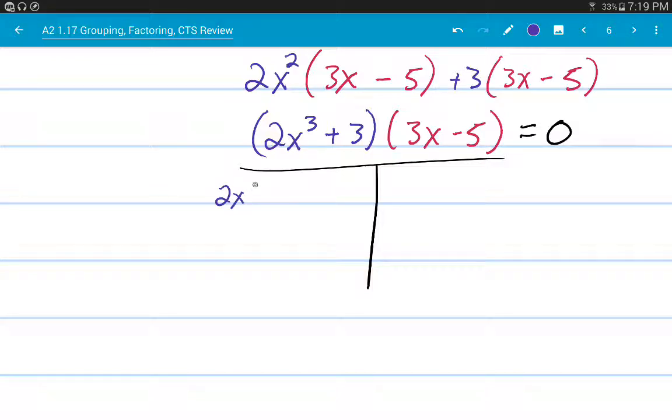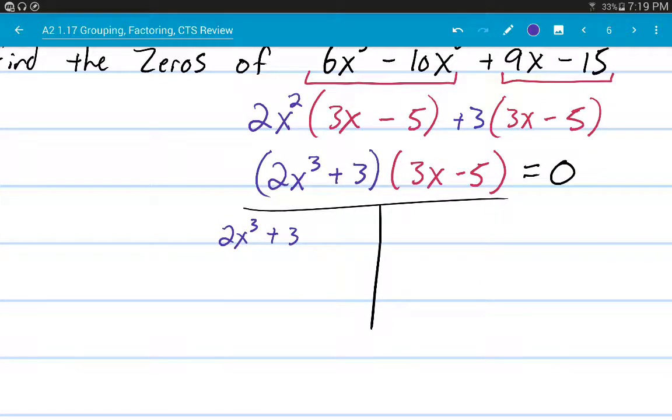So 2x cubed plus 3. Oh no, my goodness, I was thinking that's a little too high. 2x squared. I made an algebraic mistake. Okay, 2x squared plus 3 is equal to 0. Now here I'm going to minus 3, minus 3. I get 2x squared, keep doing that, is equal to negative 3.